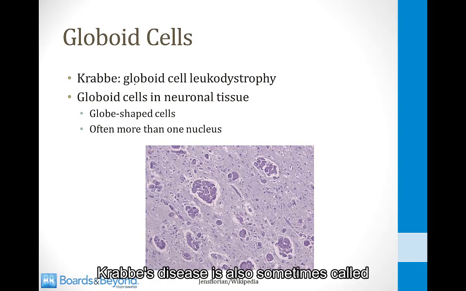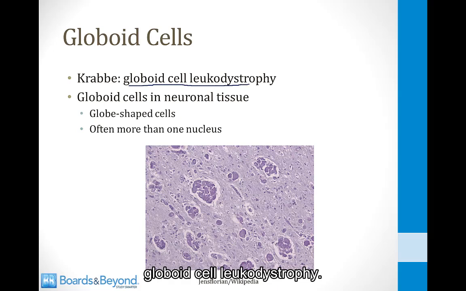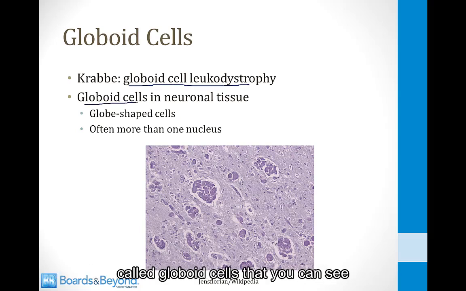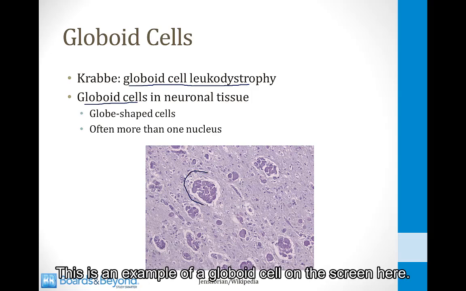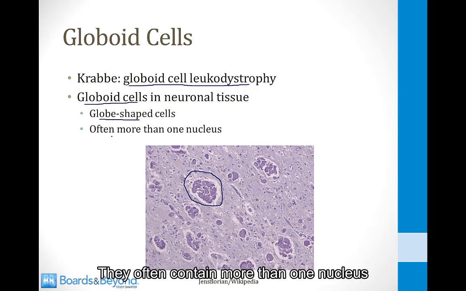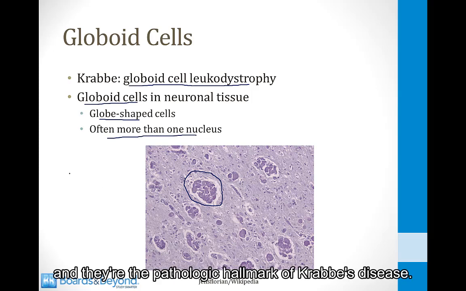Krabbe's disease is also sometimes called globoid cell leukodystrophy, and the reason for this name is because there are cells called globoid cells that you can see in biopsy specimens of nerve tissue. This is an example of a globoid cell on the screen here. They're globe-shaped. That's how they get their name. They often contain more than one nucleus, and they're the pathologic hallmark of Krabbe's disease.